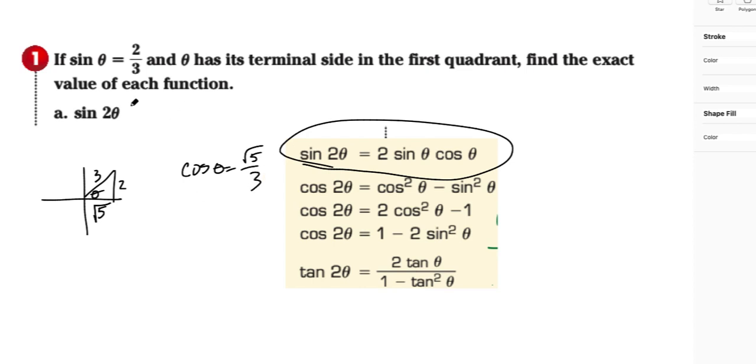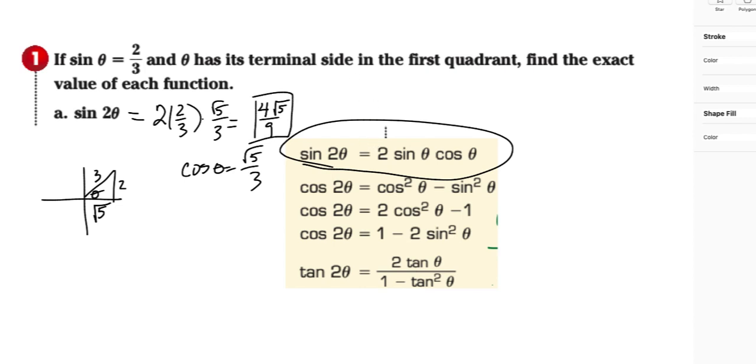So now we can calculate this because we know that we're going to do 2 times the sine of theta, and the sine of theta is 2/3, times the cosine of theta, which we now know to be the square root of 5 over 3. And when we multiply all that together, we get 4 root 5 over 9. And so that's that answer.